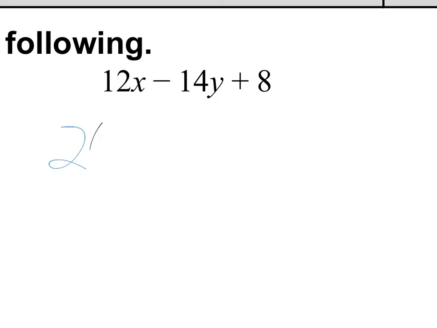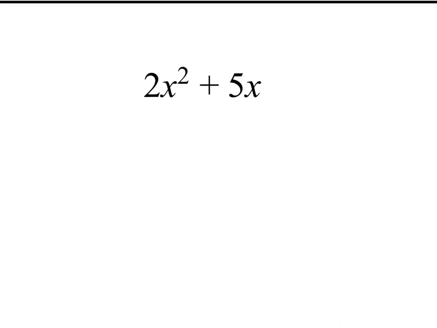Well, if I factored out a 2, I then need to divide each one of these values by 2. 12x divided by 2 is going to give me a 6x, negative 14y divided by 2 is negative 7y, and 8 divided by 2 would be a 4. So those leftovers are what go in the parentheses here. And just like before, if I wanted to double check, I could distribute this right back in, and if I do, I would result with my original expression.